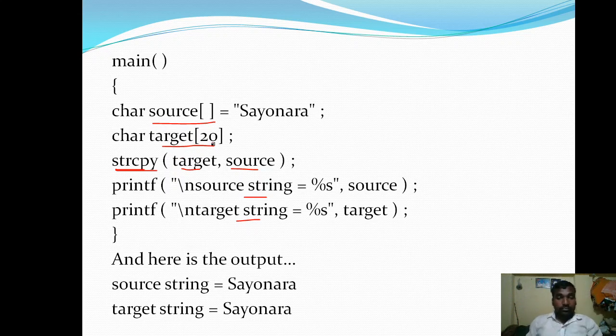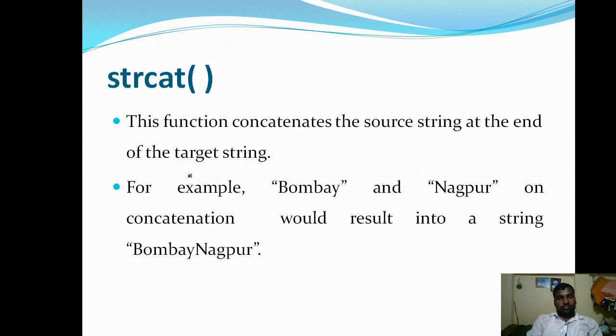So here the source is "sayonara". This sayonara is copied to target, so both variables, source and target, are going to print the same values. Okay, are you getting the point? So strcpy is the string copy function to copy one string to another.